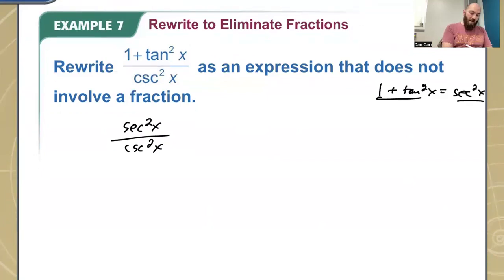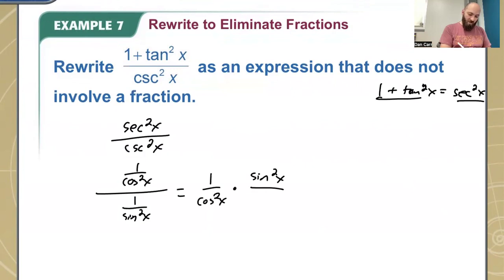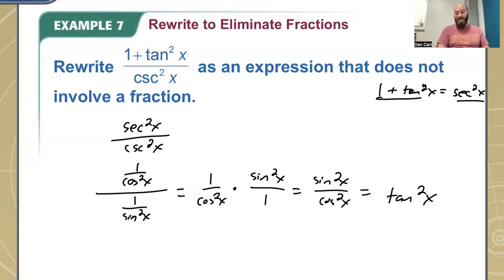Okay, well then I can use my reciprocal identities. Secant squared x is the same as 1 over cosine squared x, and that is over 1 over sine squared x. So I have a fraction divided by a fraction, meaning that's the same as 1 over cosine squared x multiplied by sine squared x over 1. I'm taking the reciprocal of 1 over sine squared x, since I'm dividing by a fraction, I'm multiplying by its reciprocal. So that turns into sine squared x over cosine squared x. Since I have sine over cosine, that simplifies into tangent squared x. So sine over cosine turns into tangent, so sine squared over cosine squared turns into tangent squared.